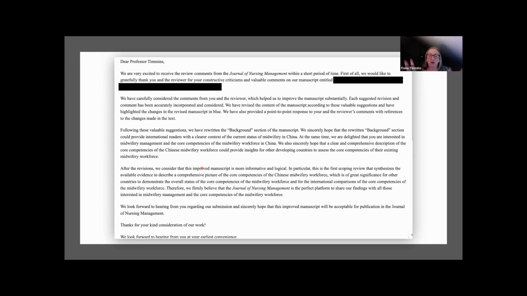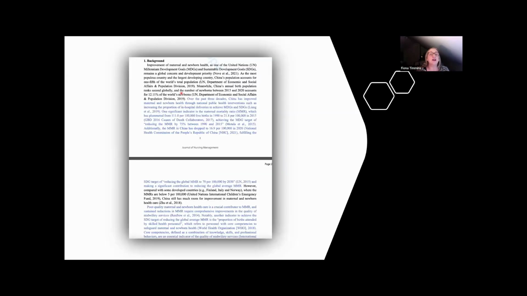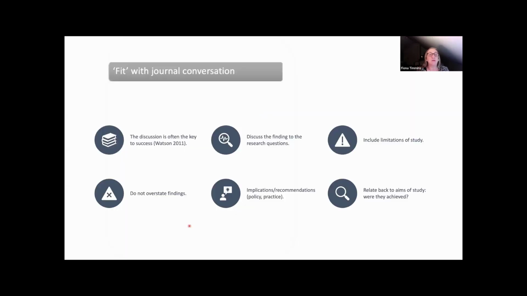Give us that background introduction, that funnel. What's the situation of midwifery in China? Don't rehash that midwifery is very important for the whole world, advanced midwifery practices. Get that, tell us what's going on in that particular context and why it's important in terms of the rest of the world. And this just gives you an idea of that same paper. The blue is the additions, how much they added to their background in order to make that grade.